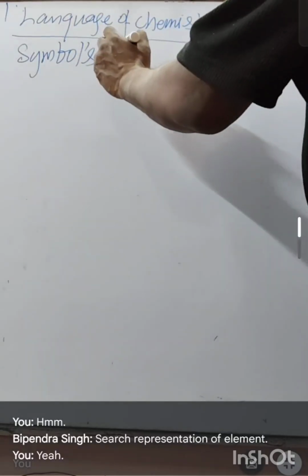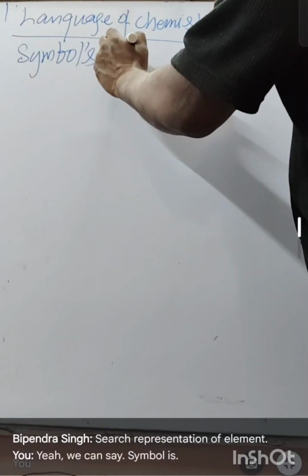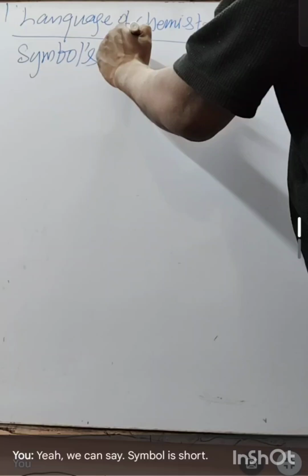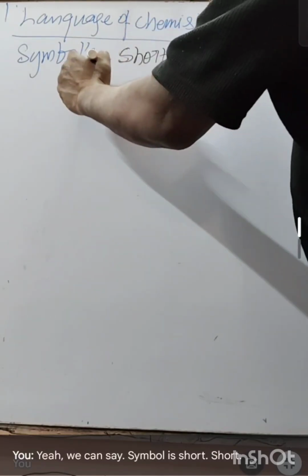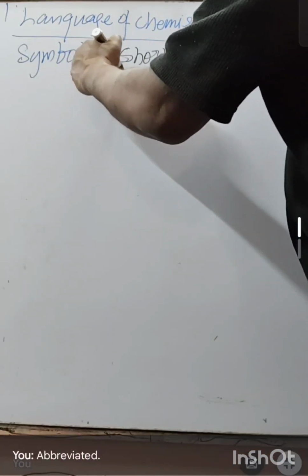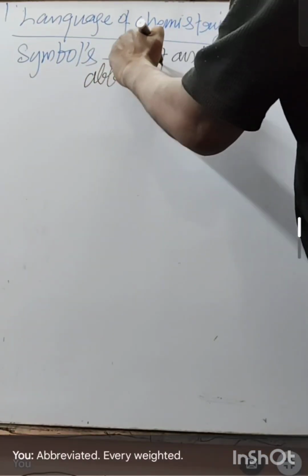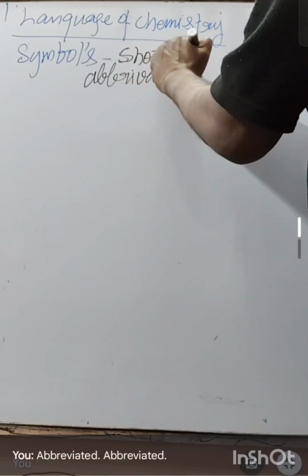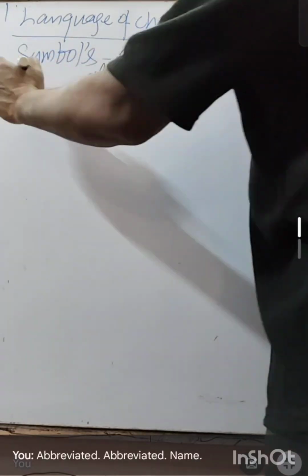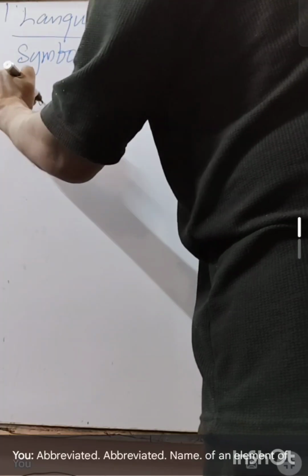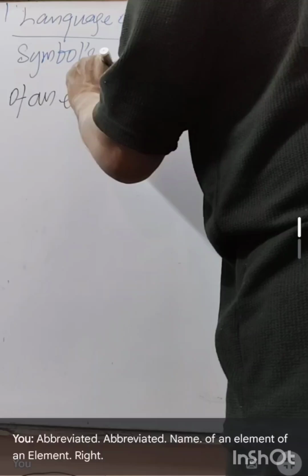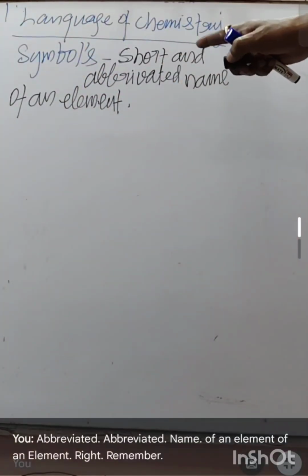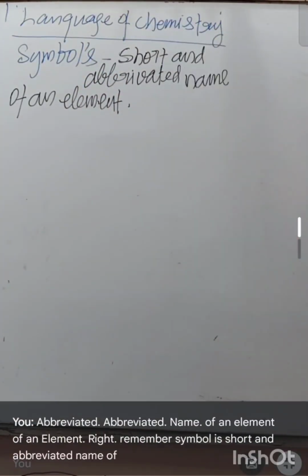Yeah. We can say a symbol is the short and abbreviated name of an element. Right? Symbol is the short and abbreviated name of an element. Is it?